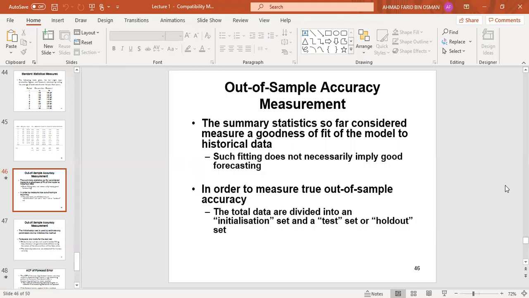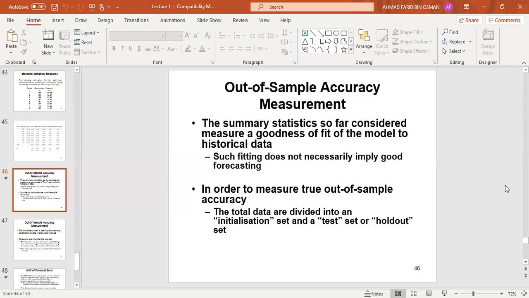When we estimate the parameters, the model performs quite well on the in-sample data. So in order to know whether our model is really able to produce good forecasts for future out-of-sample values, and to measure true out-of-sample accuracy, the total data are divided into an initialization set and a test set, or hold-out set.